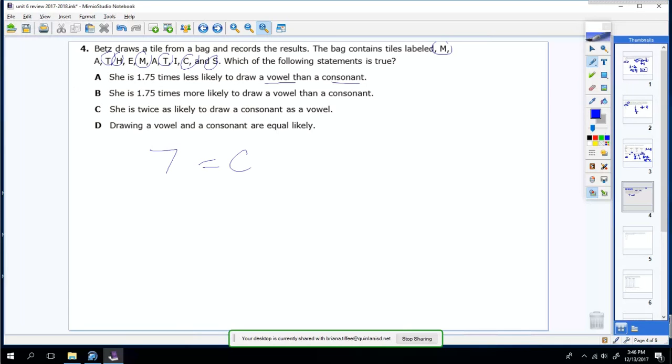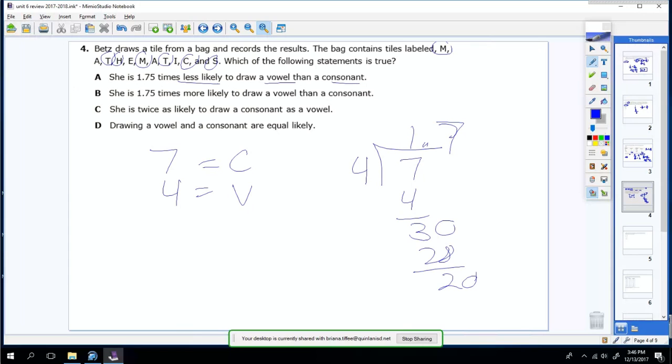So that means I have 4 vowels. My first statement says she is 1.75 times less likely to draw a vowel. So let's figure that out. You're going to divide 4 into 7. 4 goes into 30, 7 times. And then 4 goes into 20, 5 times. So it's 1.75. So it means that the consonant is 1.75 times more likely to be drawn, while the vowel is 1.75 times less likely. So the answer is A.